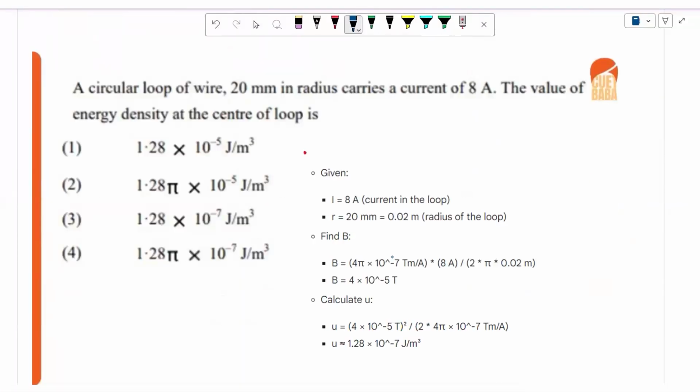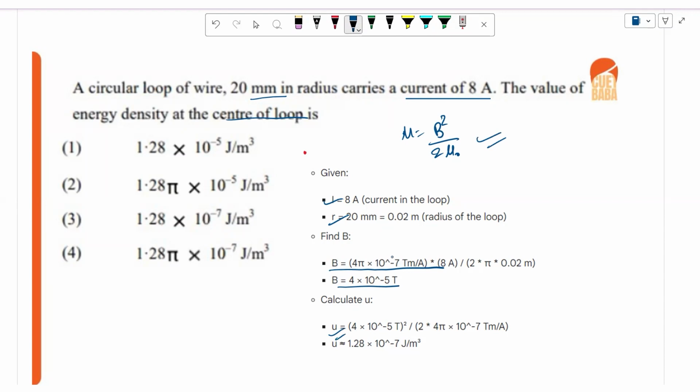And in this question, a loop of some millimeter radius is given, and current is also given. The value of electric current, the value of energy density, right? So energy density u is equal to B square by 2 mu naught, right? So I value is given, r value is given. We can calculate B using the formula. So B will be this much and energy density will be B square by 2 mu naught.